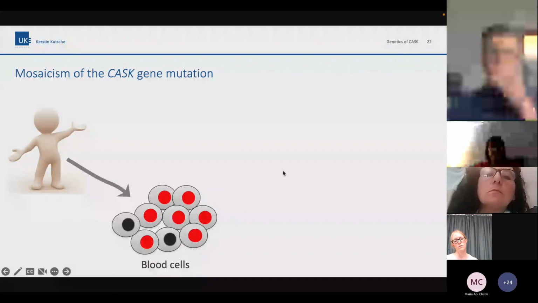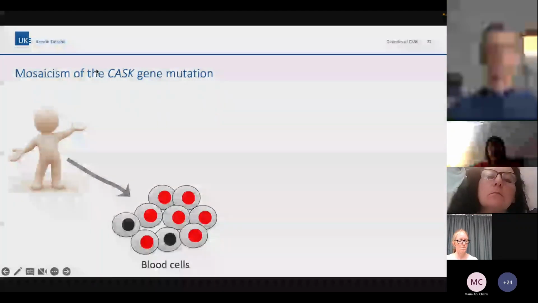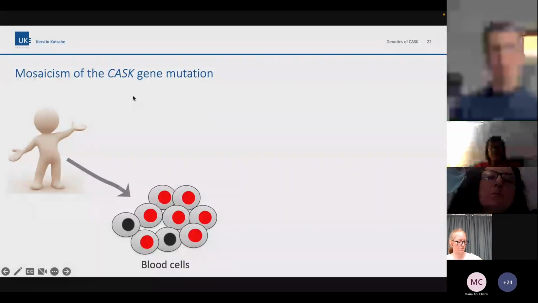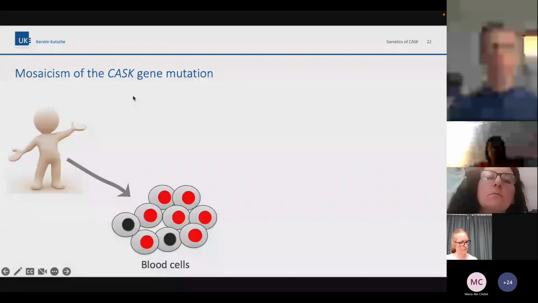And now I come to one of your questions, which was related to mosaicism. So one of your questions was that you have heard about mosaicism of the CASK gene mutation. So what does mosaicism mean? Because we mainly investigate DNA, which is isolated out of blood cells, here is the principle of mosaicism shown to you.